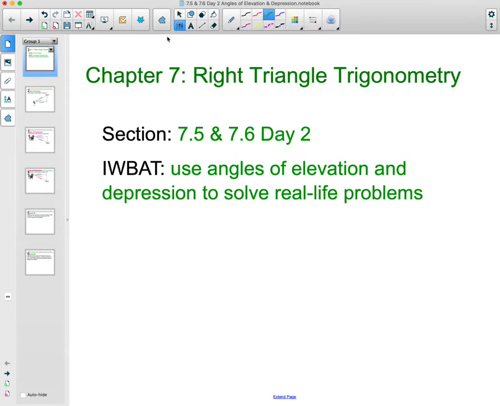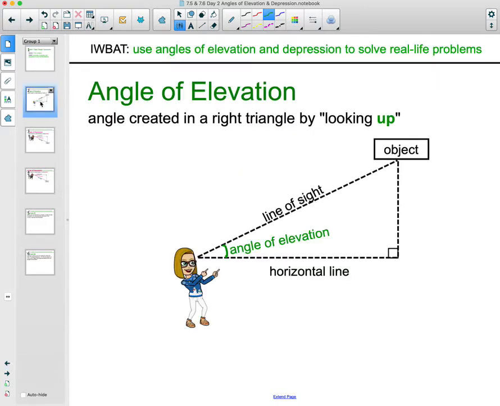For this video, we're going to take a look at angles of elevation and angles of depression in solving real life problems with trigonometry. So let's take a look at what an angle of elevation is. Elevate, or going up, is an angle that is created in the right triangle by a person looking up at an object. So you have your eyesight here.